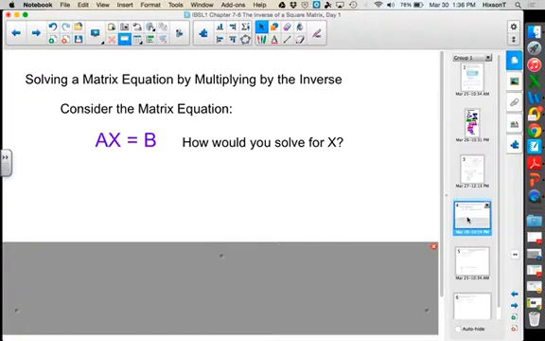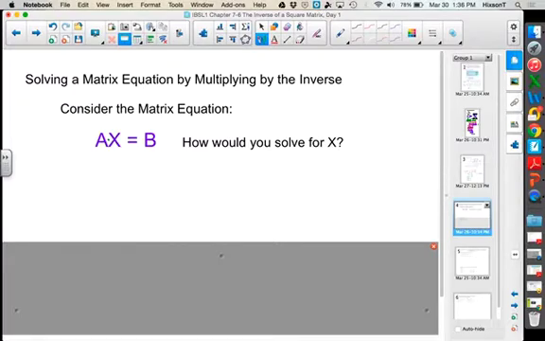Alright, so let's take a look at another thing: how do we use the inverse? One thing that we can use the inverse for is to solve systems of equations. Systems of equations can be written as a matrix equation, which we'll look at in a second. But take a look at this equation here. We have matrix A times matrix X equals matrix B, and we want to figure out what matrix X is.